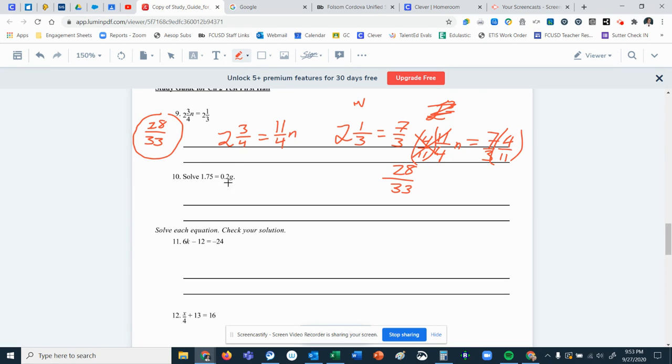Okay, solve 1.75 equals 0.2g. Well, 0.2 is multiplied by g. So what's the opposite of multiplication? Division. Divide by 0.2. And in this case, I would probably use a calculator. g is going to be equal to half of 1.75, which is going to be something like, let's see here, 0.8.